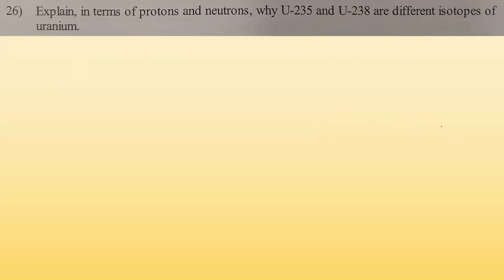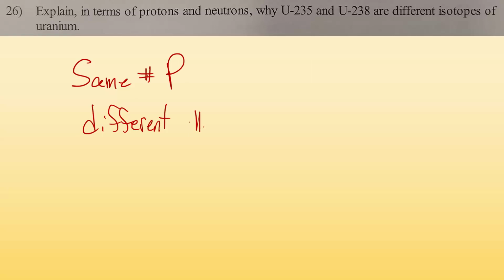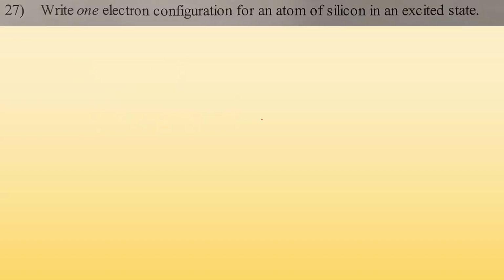26. Explain in terms of protons and neutrons why uranium-235 and uranium-238 are different isotopes of uranium. So why are they isotopes? Well, they have the same number of protons, but they have a different number of neutrons. That's it. That works.